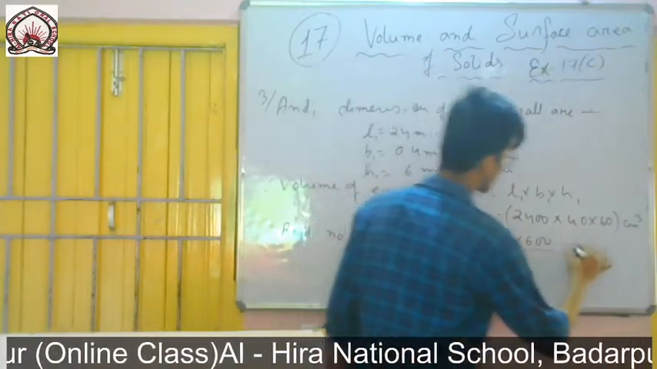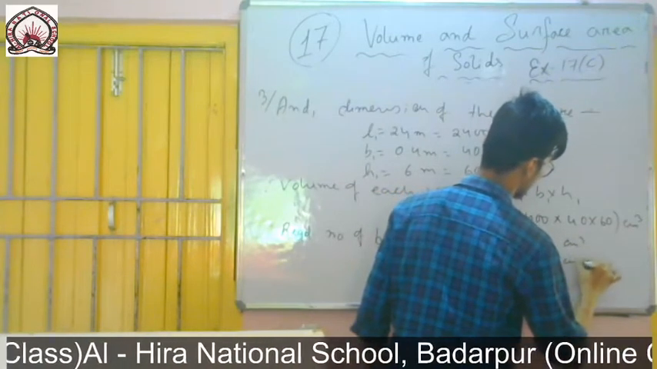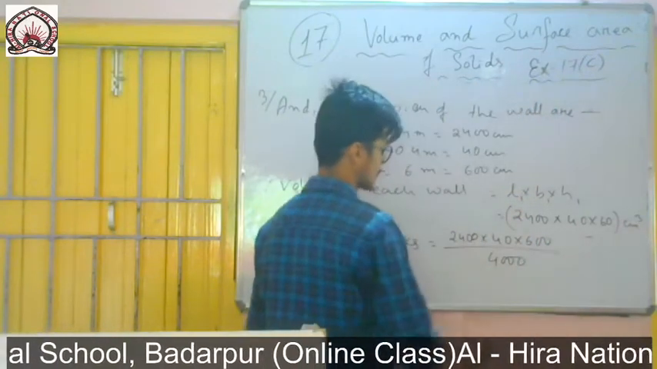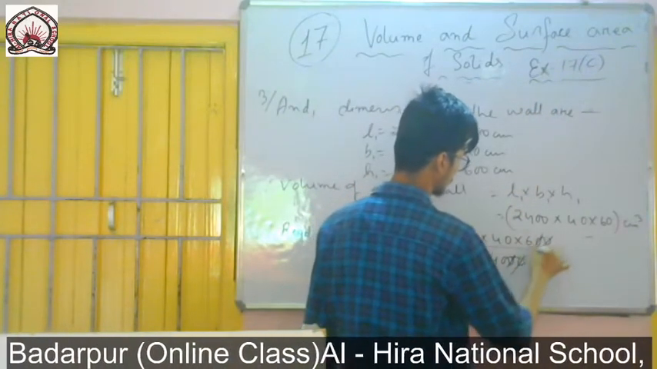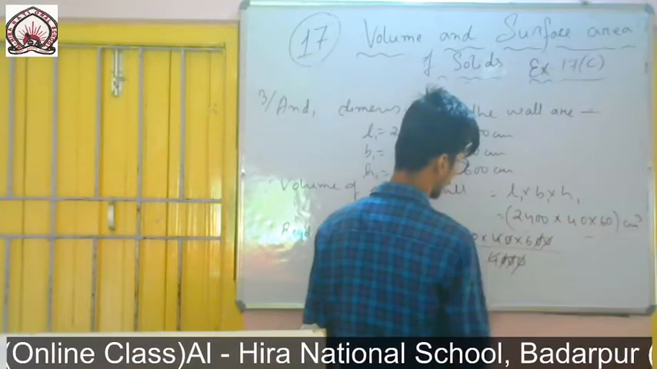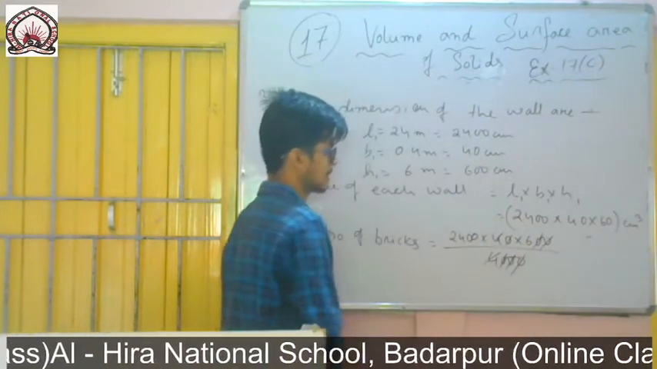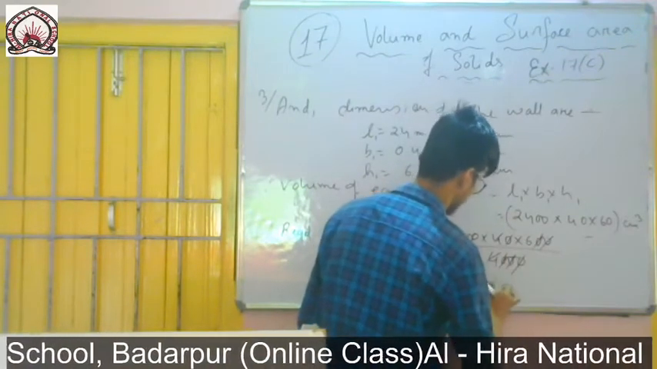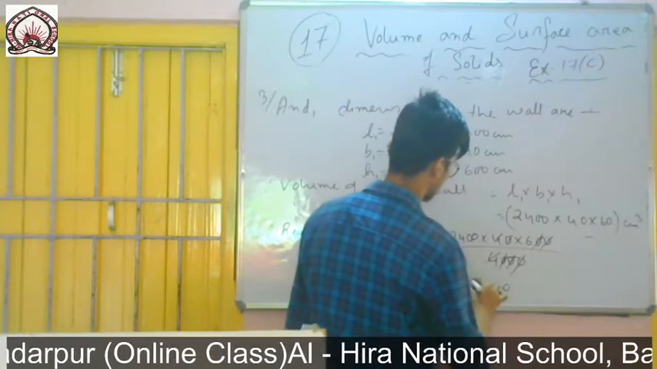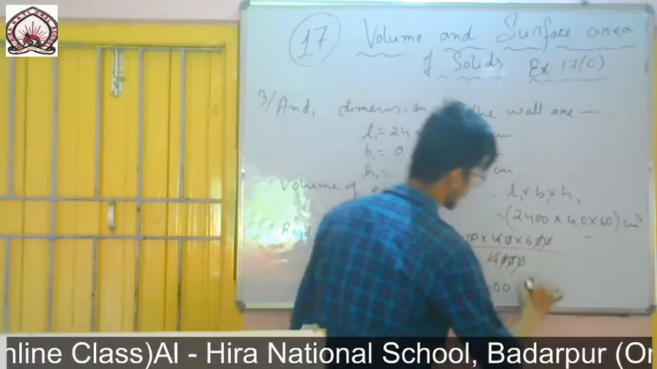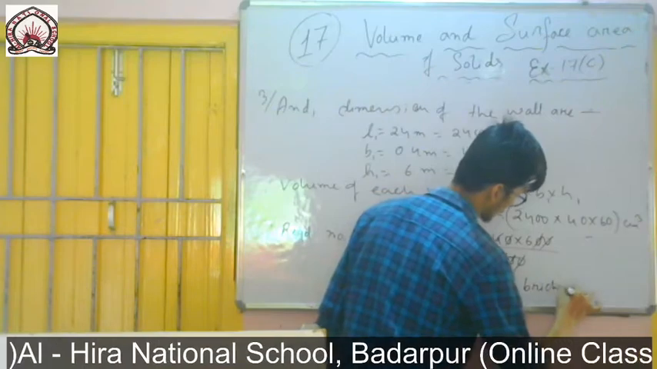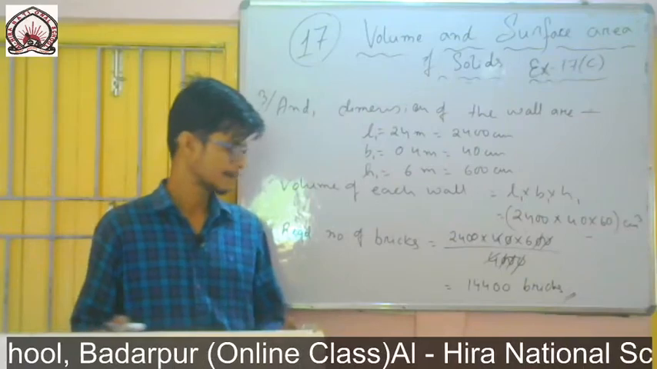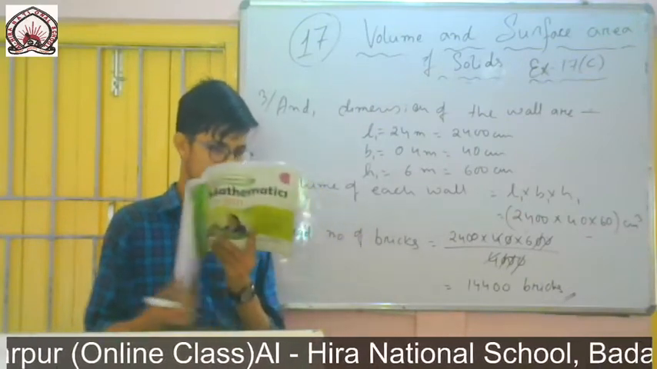Okay, and there also it is centimeter cube, here also it is centimeter cube, so it is cancelling. So okay, no need to write it. So you see 0 0 cancel, 0 0 cancel, 0 0 cancel, 4 4 cancel, there are 6 left and there are 24. So 6 4s are 24, 6 2s are 12, 14,400 bricks. This is the required number of bricks, 14,400 bricks.